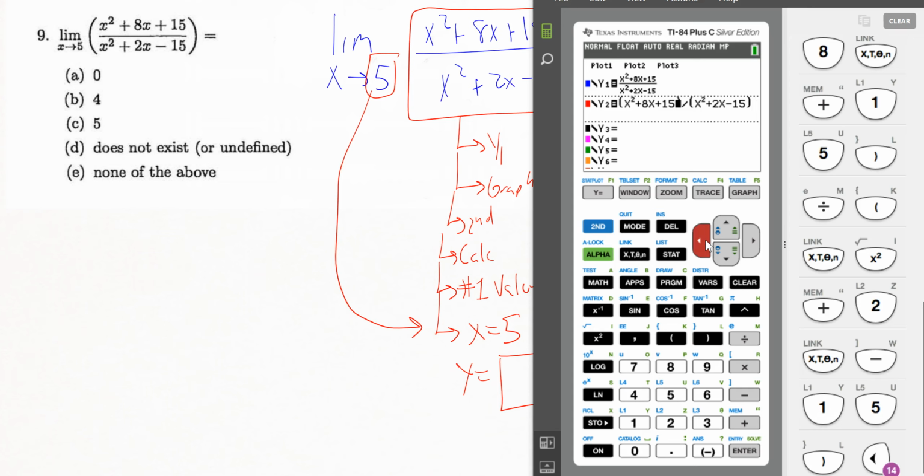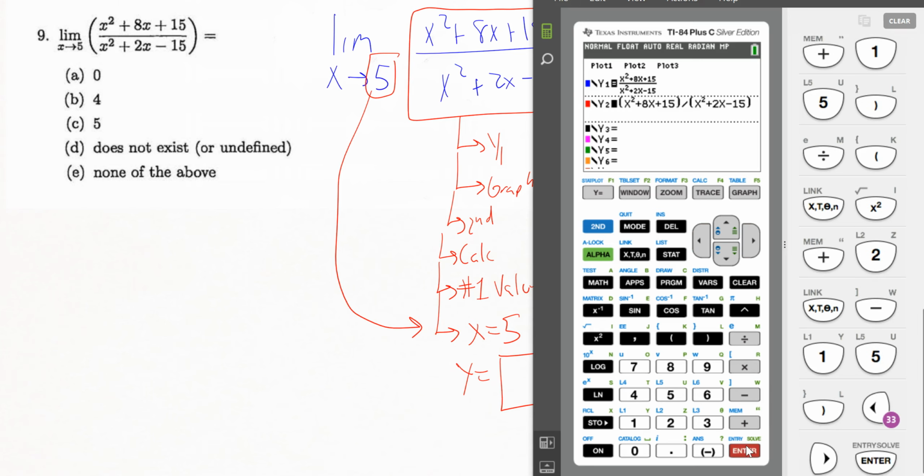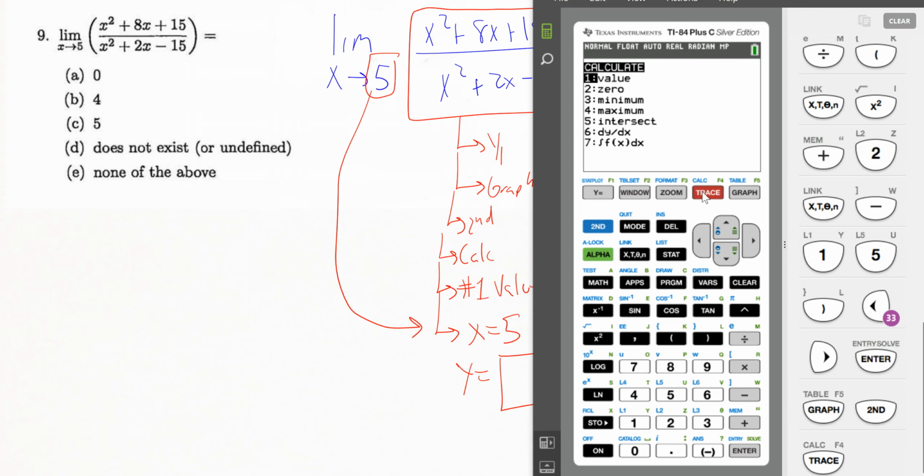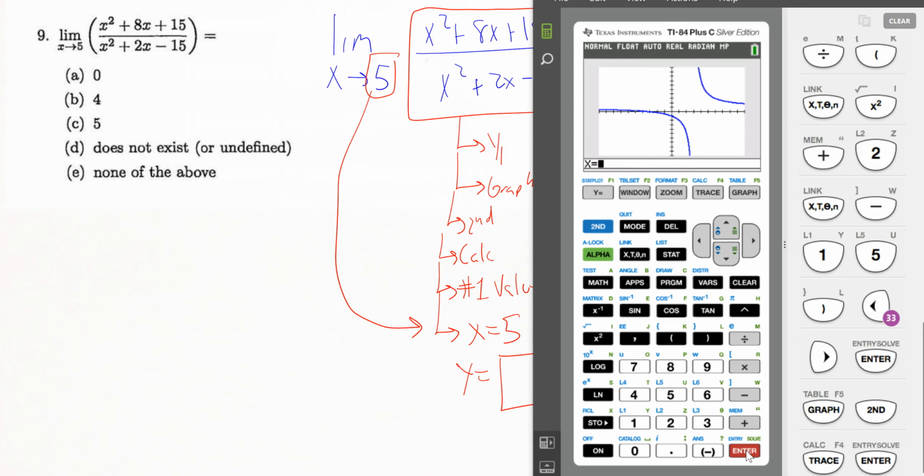So we don't need to graph both of these, so I'll just scroll over here real quick and turn this one off. And then we'll just hit graph on this. And so there's our graph. And now what we want to do is we're just going to hit second, and then we'll choose the calc menu, which is in blue above the trace button right there. And from there, we want to choose number 1, value. So we hit enter on value.